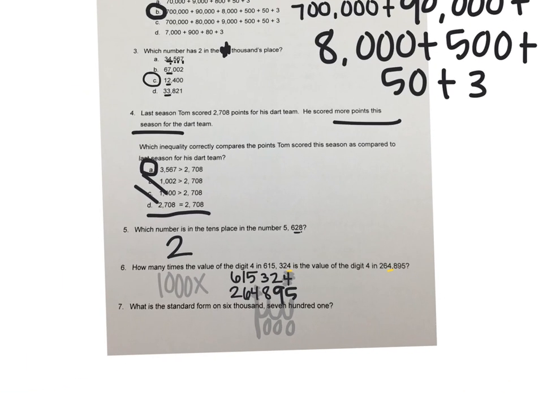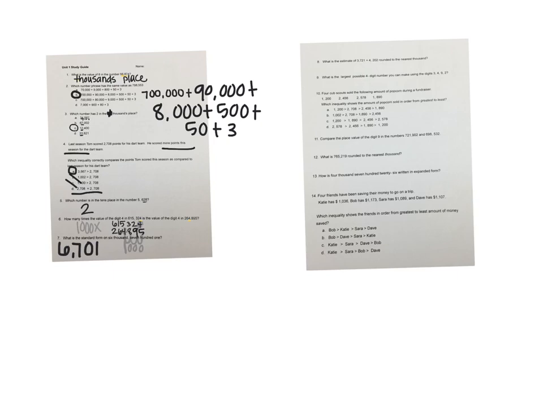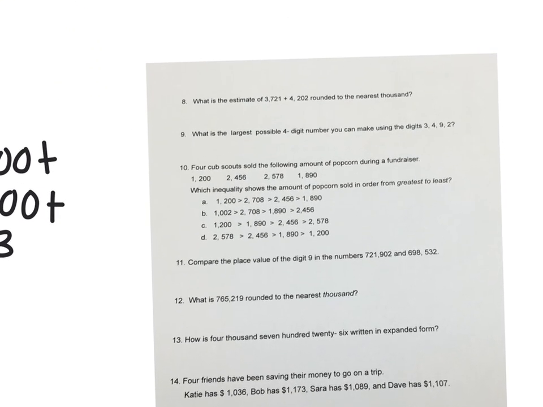And then number 7 says, what is the standard form of 6,701? So you would write 6,701. And that's all for this page. Okay, so now flip over and let's check the back.